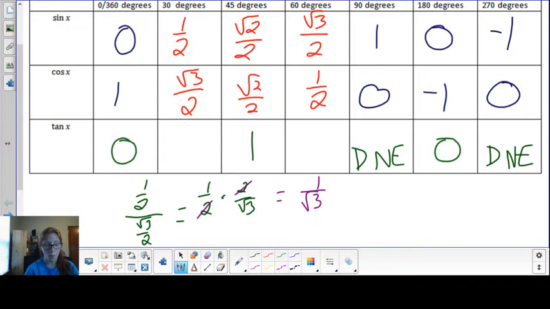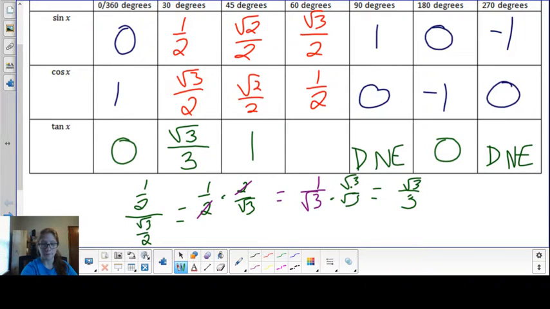Now, if you recall way back in your math B days, you learned that you can never have a radical on the denominator. So in order to fix that, you multiply both sides. By both sides, I mean you multiply the top and bottom by the square root of 3. Square root of 3 times square root of 3 is 9. Square root of 9 is just simply 3. So the tangent of 30 degrees is root 3 over 3.